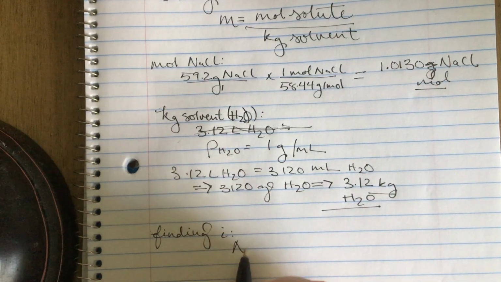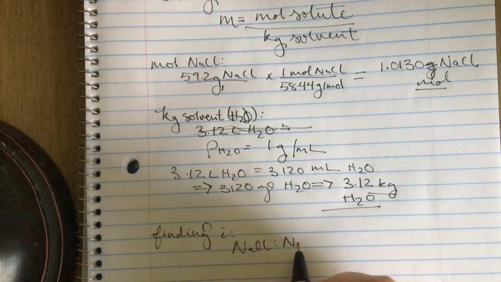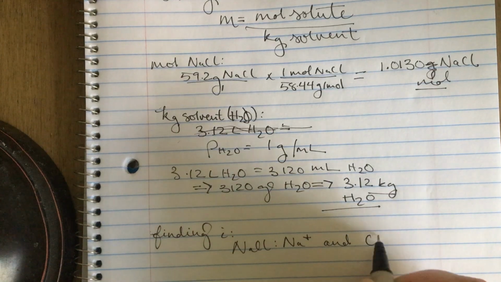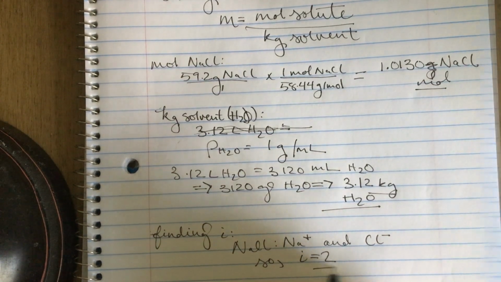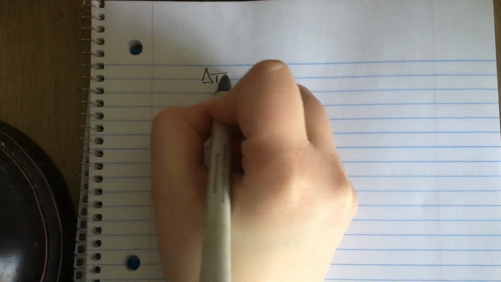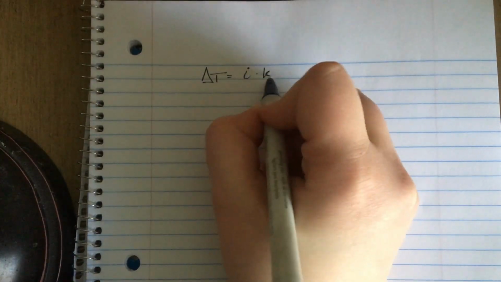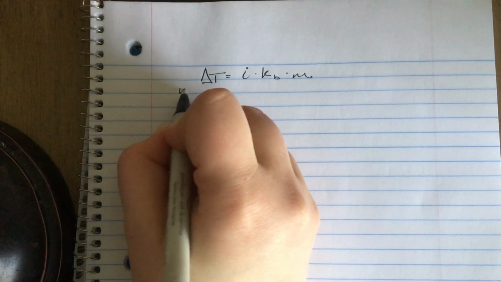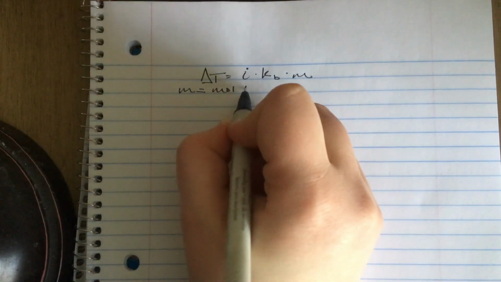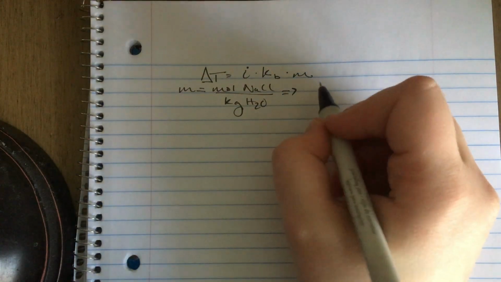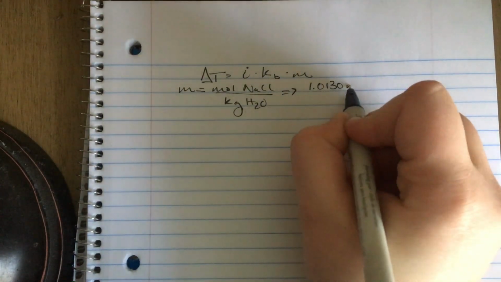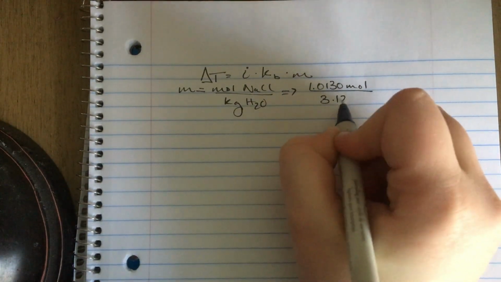Now finding i: sodium chloride breaks into sodium ions and chloride ions, so i equals 2 for 2 particles. So finally, plugging everything back into the equation. First we need to find molality. We found each aspect, the moles and the kilograms. Now we need to actually plug it in to get the value.